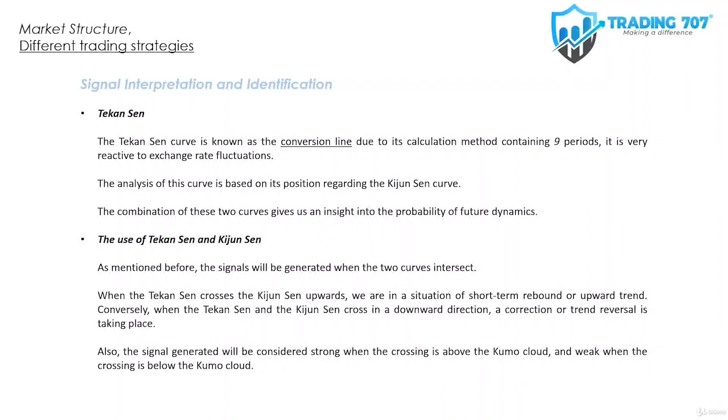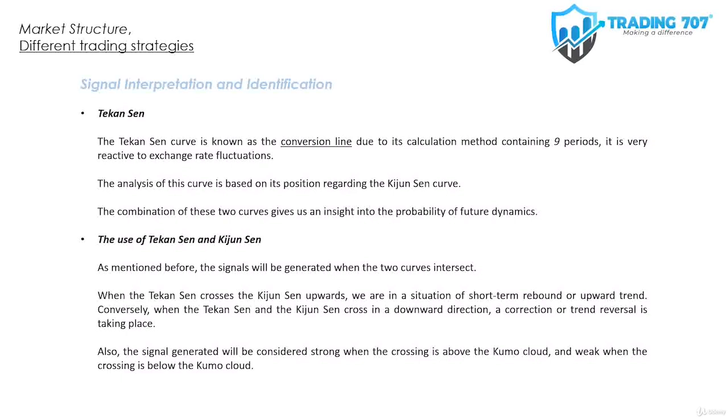The analysis of this curve is based on its position regarding the Kijun-sen curve. The combination of these two curves gives us an insight into the probability of future dynamics. As mentioned before, the signal will be generated when the two curves intersect.